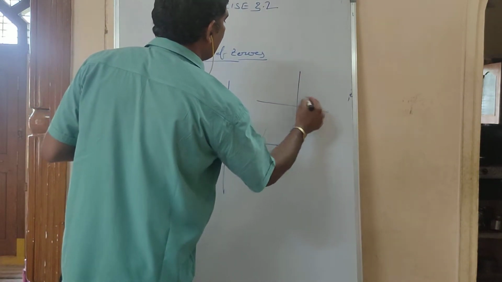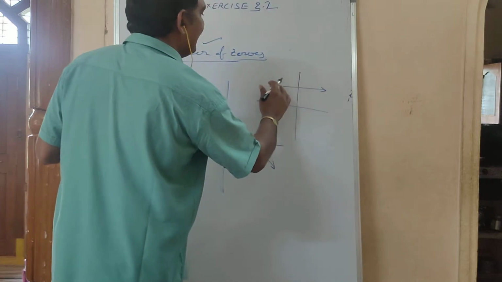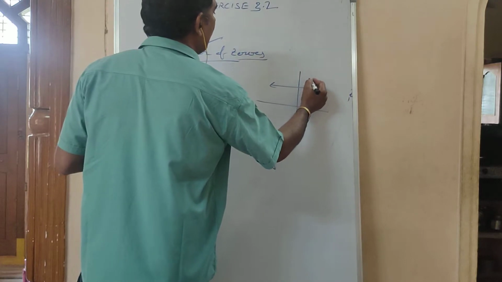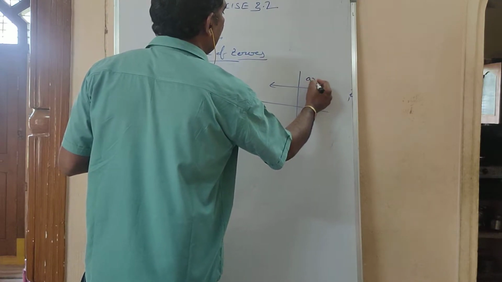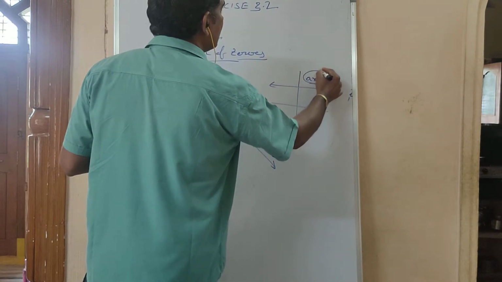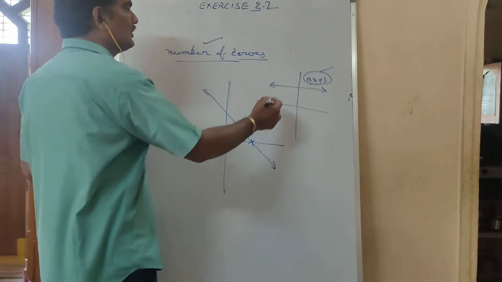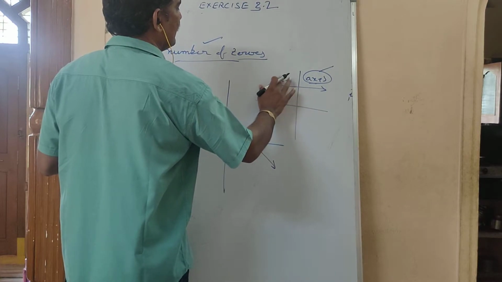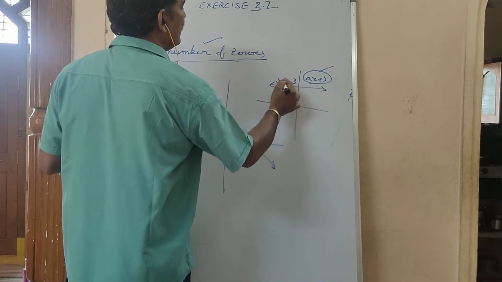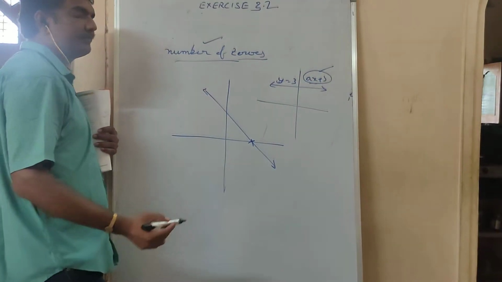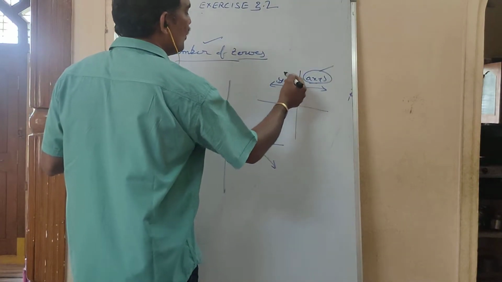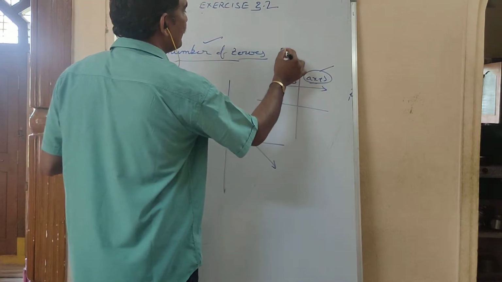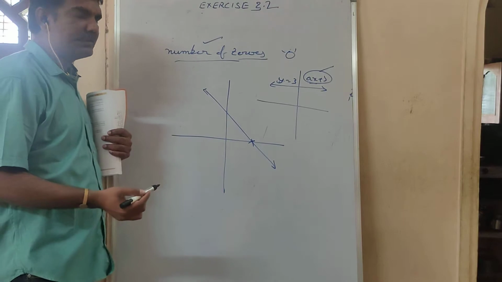See, I have given a graph like this. It is also a linear equation, means it is a graph of the form ax plus b, the general form of a linear equation. So y is equal to 3 will be there. It is a line y is equal to 3. The line y is equal to 3 won't meet the x-axis. Therefore, the number of zeros will be 0.